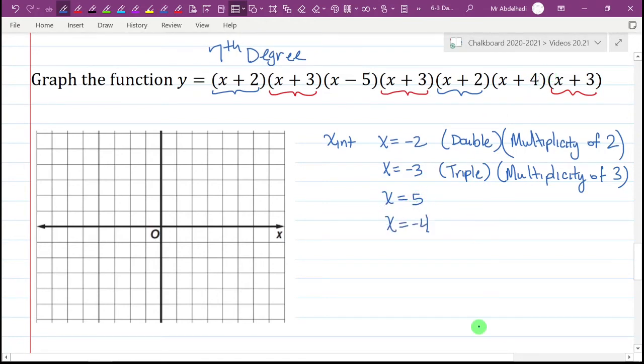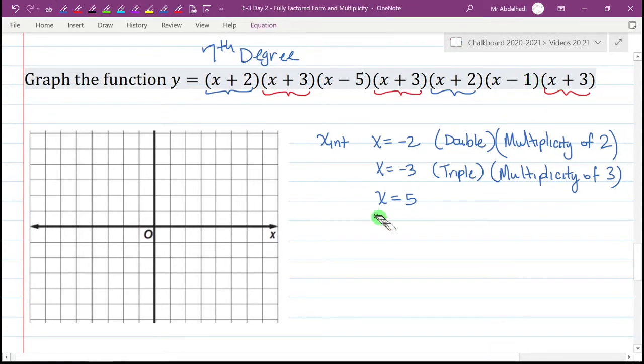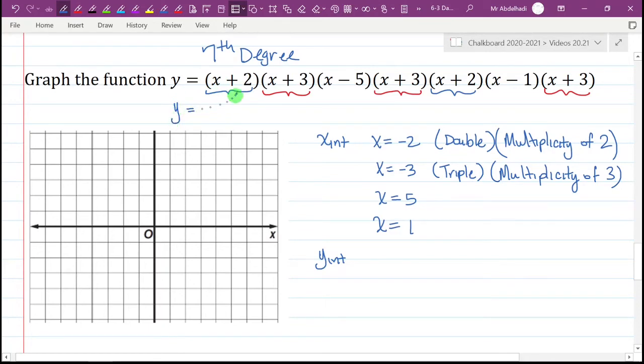Actually, you know what? I'm going to change something because these are all going to be really crowded together. Let me make this -1. Okay, so that'll create an x equals 1 here. I don't want too many of them crammed together on the graph. Okay, so now we have our x-intercepts. What's our y-intercept? Well, our y-intercept is what we get when we plug in 0 for all of these. Okay, and that means we're going to be getting y equals 2 times 3 times -5 times 3.